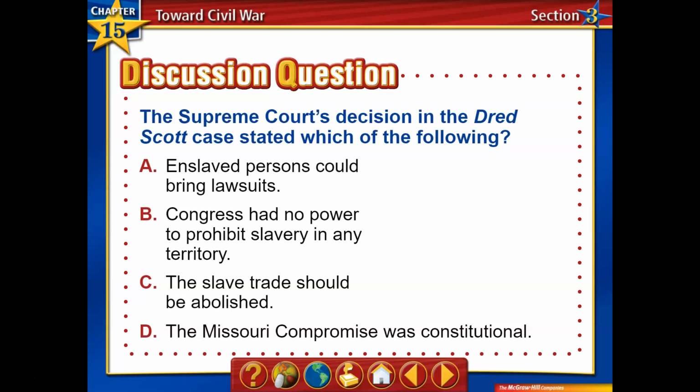Another check-in question here. The Supreme Court decision in the Dred Scott case stated which of the following? A, that enslaved persons could bring lawsuits. B, that Congress had no power to prohibit slavery in any territory. C, the slave trade should be abolished. Or D, the Missouri Compromise was, in fact, constitutional. So take a moment, think about it, pause if you need to. All right. Best answer there is B. Congress has no power to prohibit slavery in any territory.